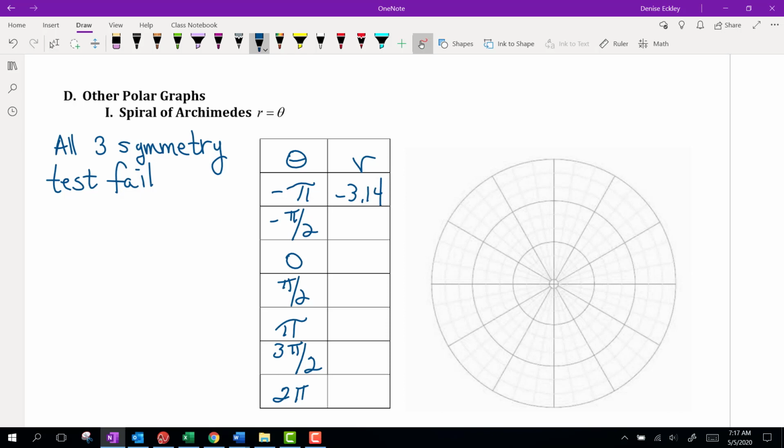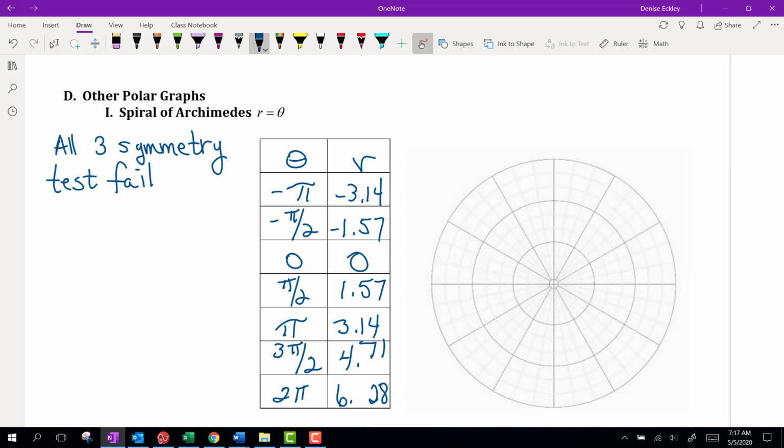So they're obviously just going to be themselves because it's just theta. By the way, in case you didn't realize, 1.57 is pi over 2. So they're just mirror opposites of each other. And they're just going to get bigger and bigger as we go. So it's going to look like this.